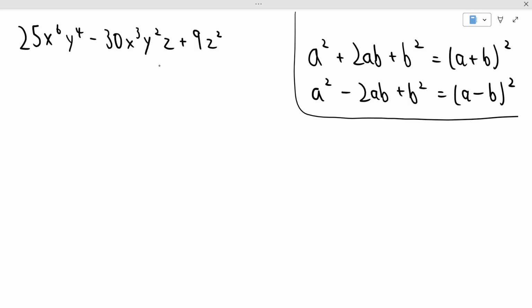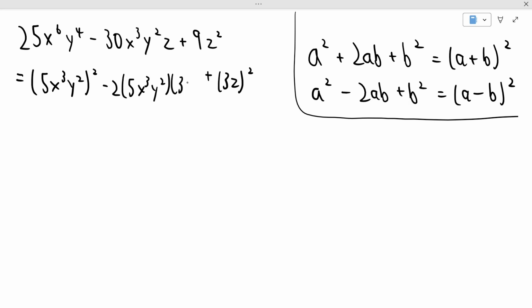Let's look at this example. We can see that the first and third terms are perfect square terms, and the remaining term, minus 30x cubed y squared z, has a minus sign in front of it, so we'll be using our second formula, a squared minus 2ab plus b squared. So we can rewrite 25x to the sixth y to the fourth as 5x cubed y squared all squared, and 9z squared as 3z all squared. So we'll notice that we can rewrite our remaining term, 30x cubed y squared z, as a minus 2 times 5x cubed y squared times 3z.